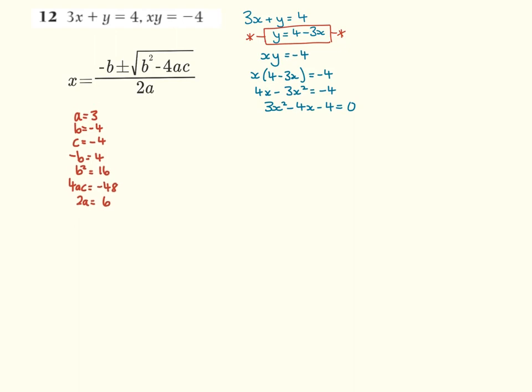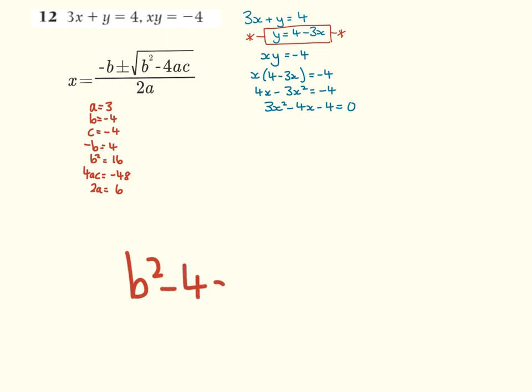Okay, shrink that down and just stick it there. Alright. I'm also going to work out the b squared minus 4ac bit, the discriminant, just to make it a bit easier. That's just going to be 16 take away negative 48. So that'll be 16 plus 48, which is 64. Just shrink that down and stick that on the bottom there as well.